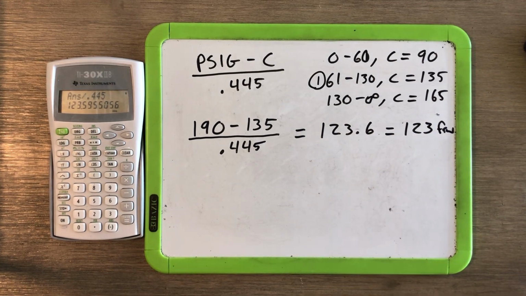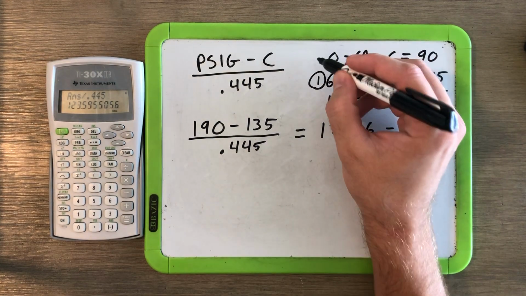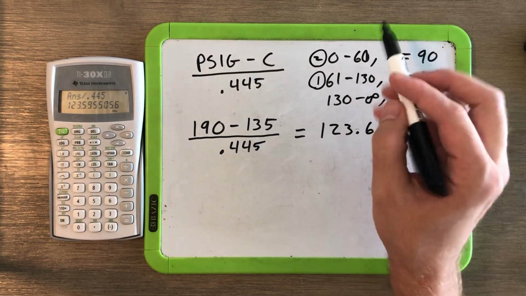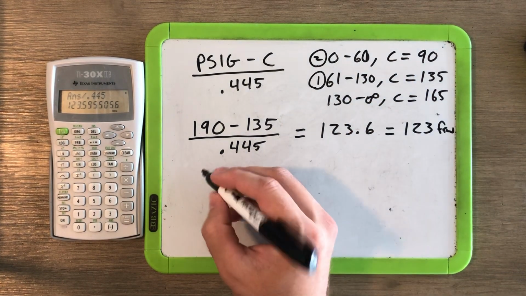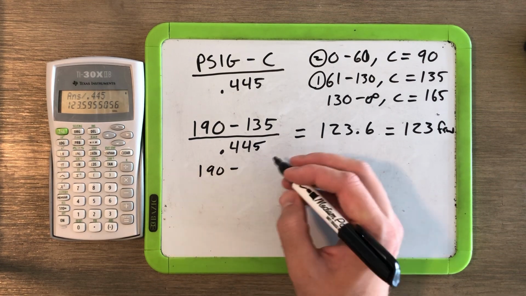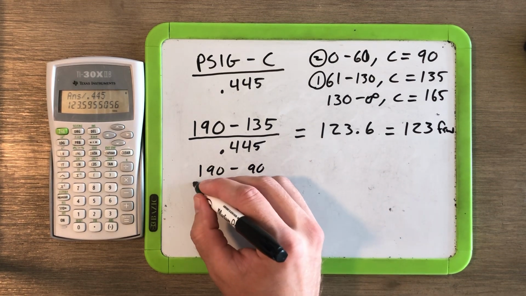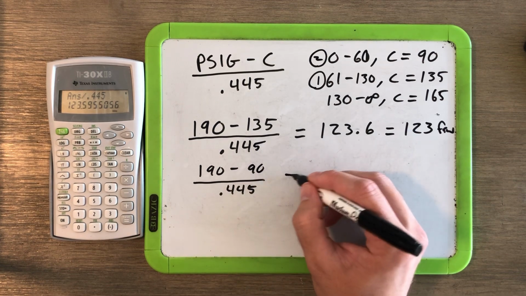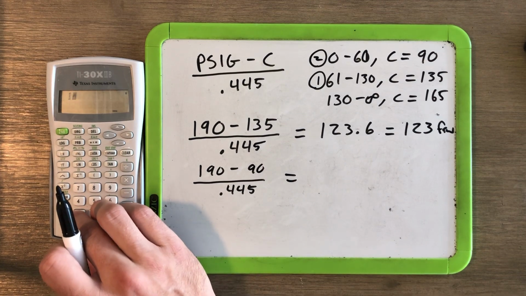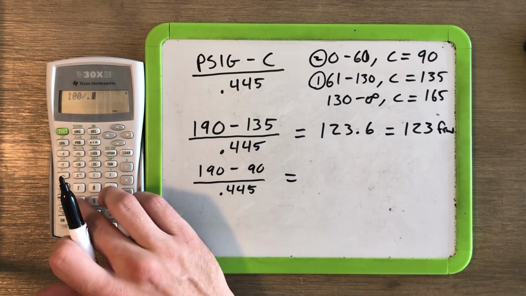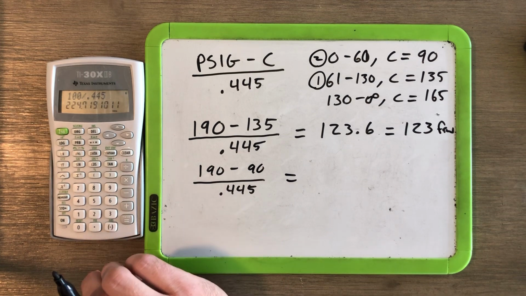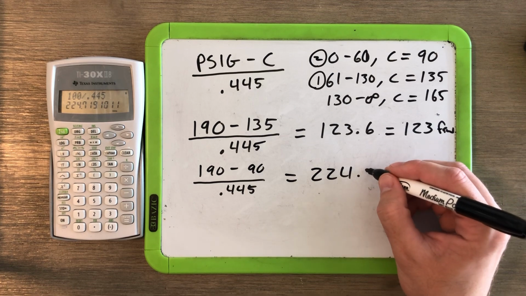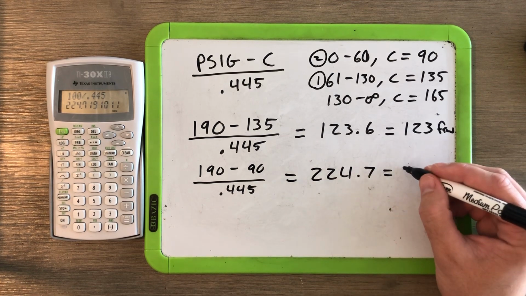Now let's say we have that same compressor, and let's use another situation. Let's go up here and say that we're going to plan a dive to 50 feet. So we fall in this range. Well, we take 190 minus 90 over 0.445. Obviously 190 minus 90 is 100, divided by 0.445 gives us the answer of 224.7.